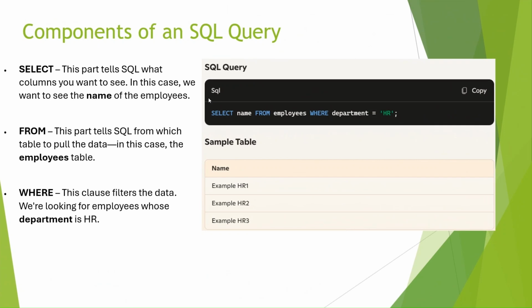Now let's have a quick look at some of the components of an SQL query. The basic components consist of SELECT: this part tells SQL what columns you want to see. In this case, we want to see the names of the employees. FROM: this part tells SQL which table to pull the data from. In this case, the employees table. WHERE clause: this clause filters the data. We are looking for employees whose department is HR. You can see an example of this right here in this picture.